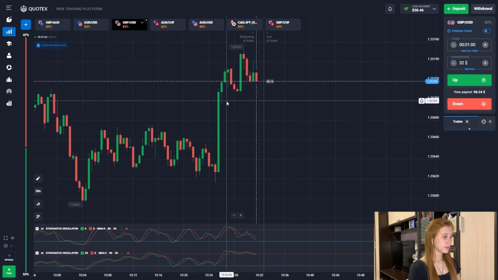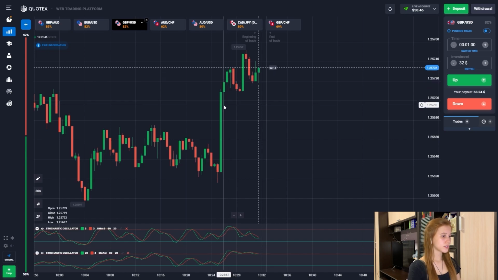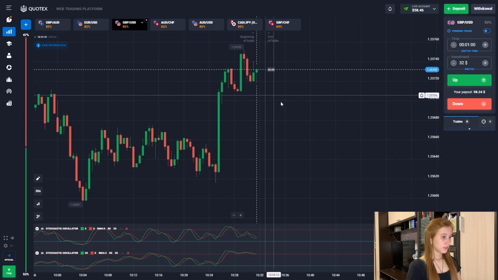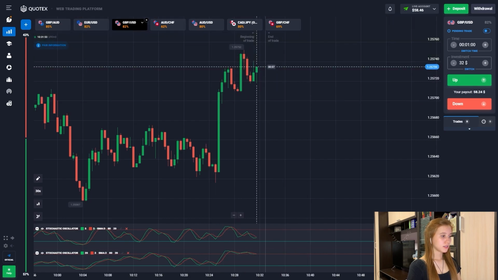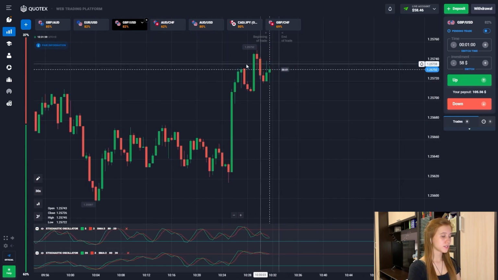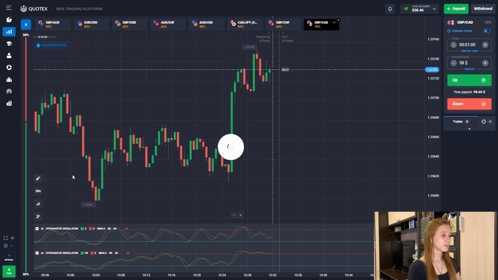So our signal was correct. Another good deal. It was close to losing, but we observed a systematic direction and our signal was positive. Let's change the currency pair and add more pairs.